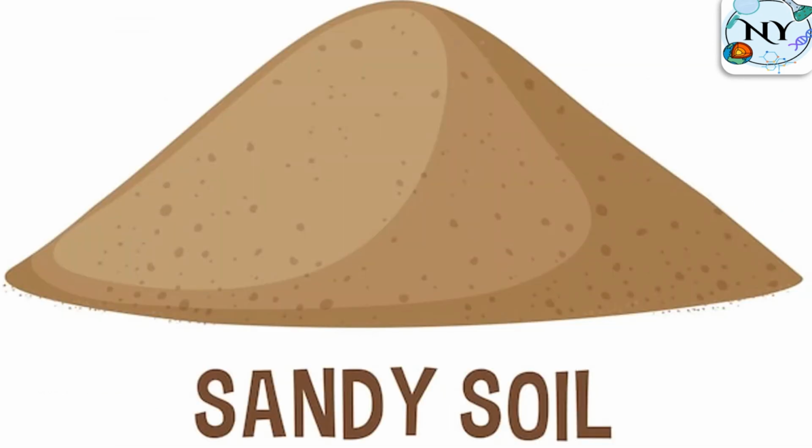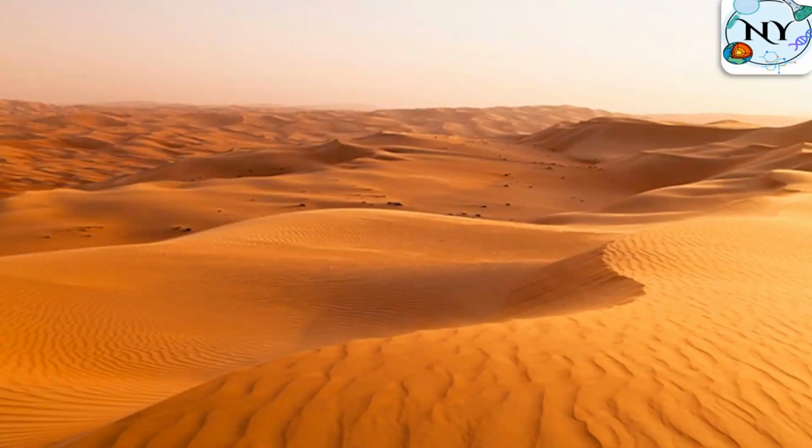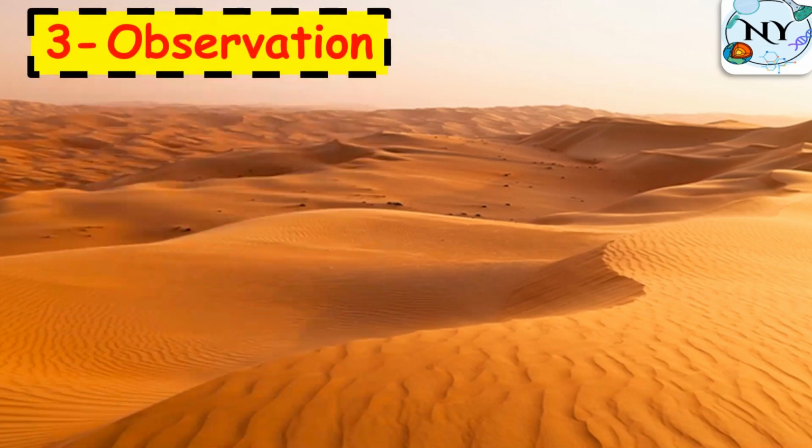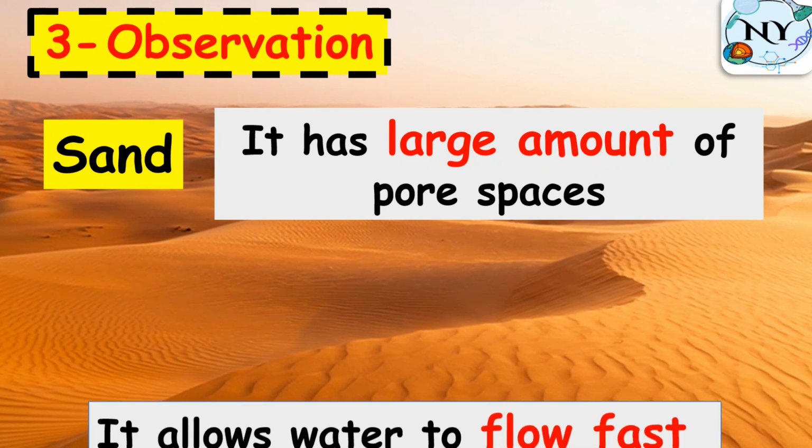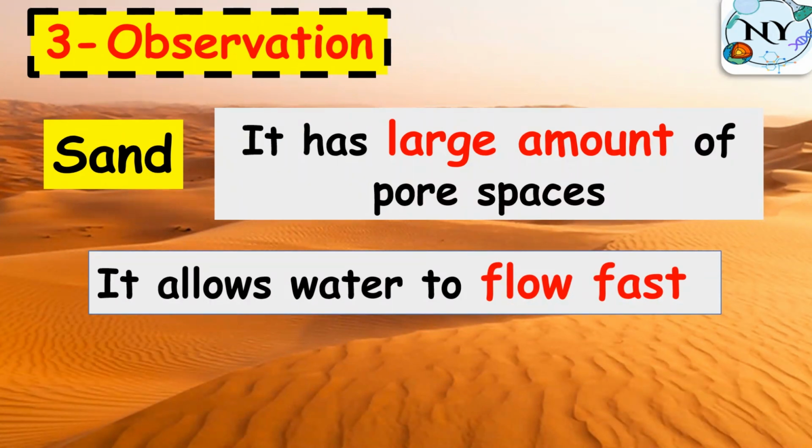So let's get started with sandy soil. Remember, sandy soil has yellow color and it has large size of particles. As we can see here, we can find it in the desert. So our observation is sand soil has a large amount of pores or spaces. There are a lot of spaces between particles of sand, so it allows water to flow fast. It allows water to move fast.